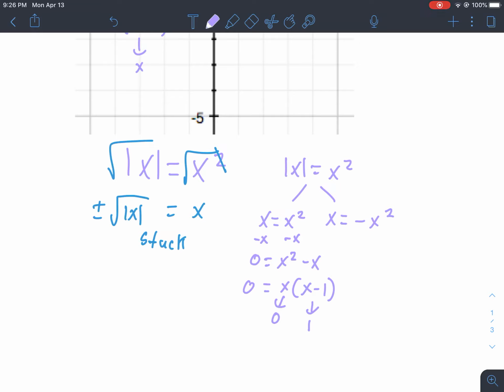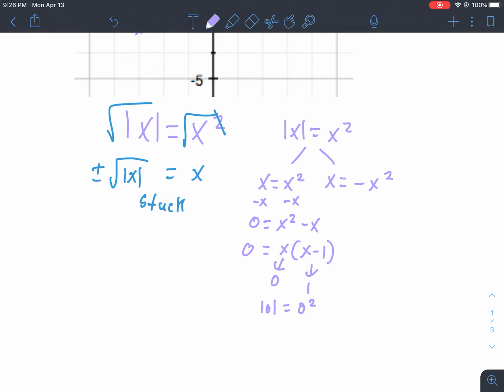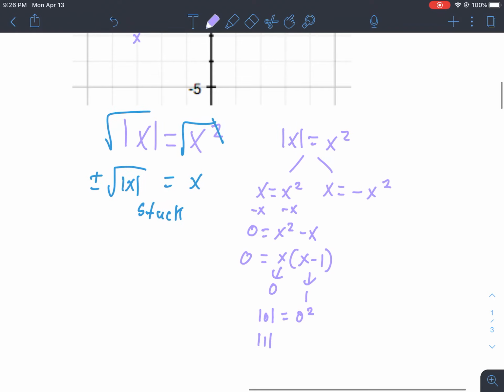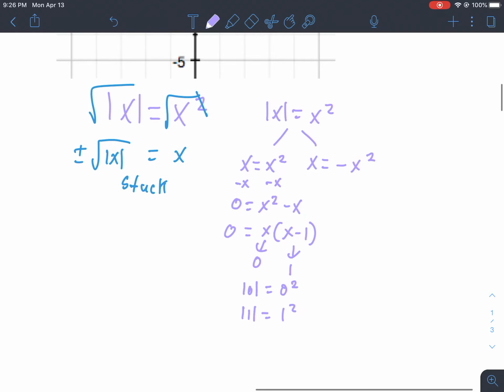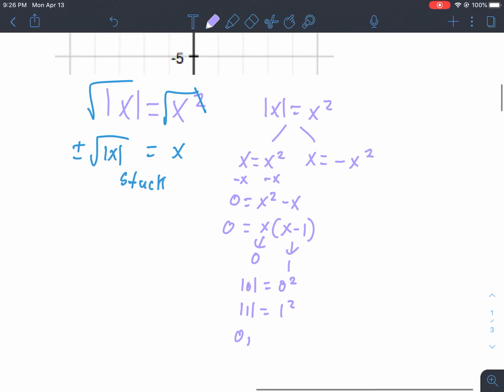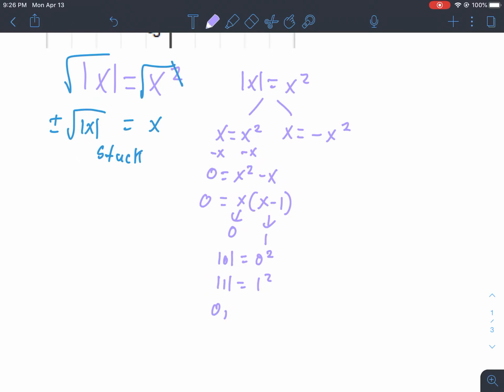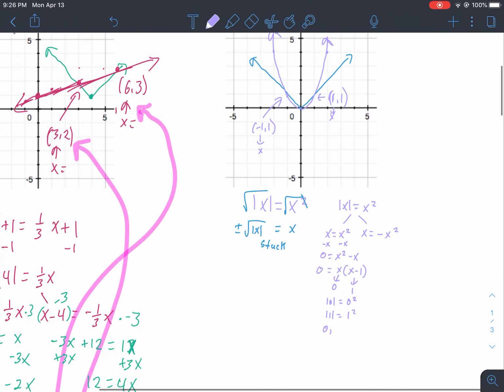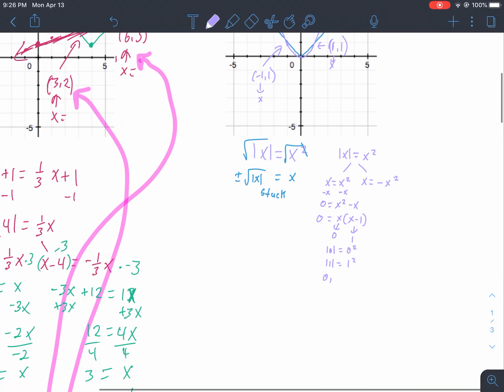Now, if I plug it in to the top and the bottom, I get the absolute value of 0 equals 0 squared. Does that work? The absolute value of 0 is 0. Yeah, that works okay. What about 1? Does the absolute value of 1 equal 1 squared? That works too. So 0, 0 and 1, 0 are solutions.